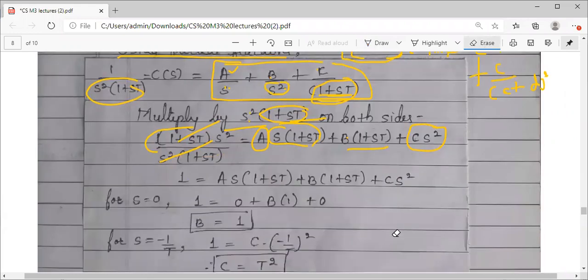Now how do we find the values of A, B and C? To find this, the easiest method the first time is making this S equal to 0. How can you do it? If you substitute S as 0, this will not remain. Even S is here also, so even this will not be there. So only the B term will exist, and you get the B value. Coming to the next.